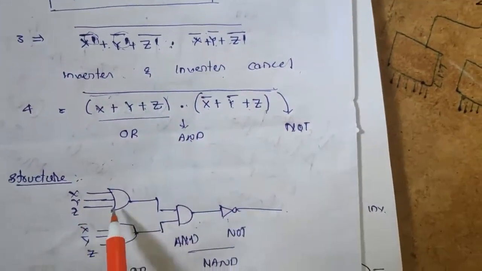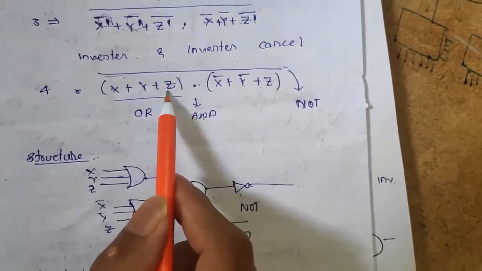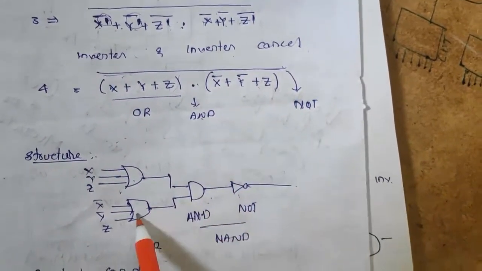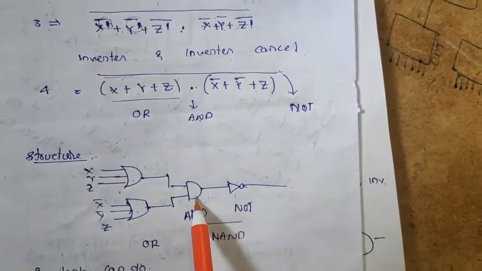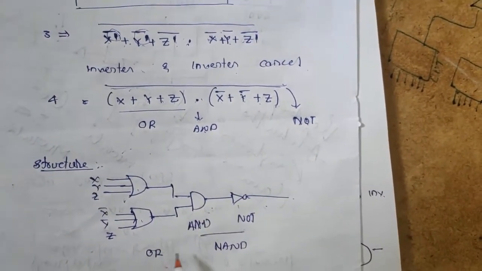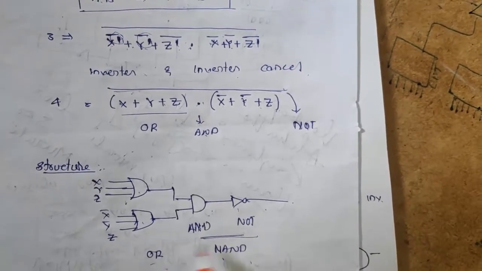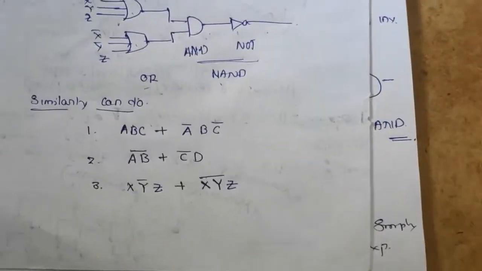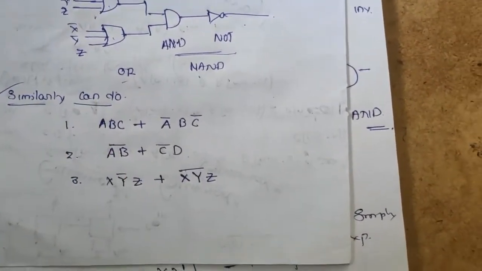So OR gate comes first, X plus Y plus Z, and another this. So the AND gate is the NAND. So I said you can use it as a NAND. So OR and NAND. Similarly, you can do this as an exercise.